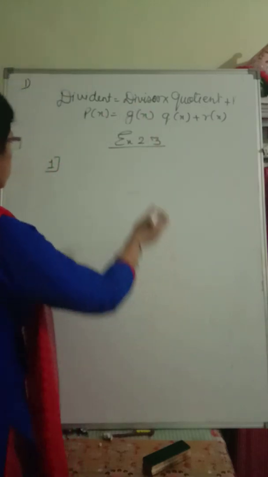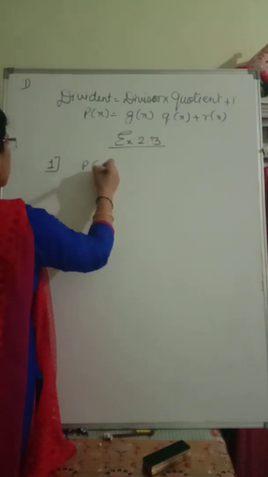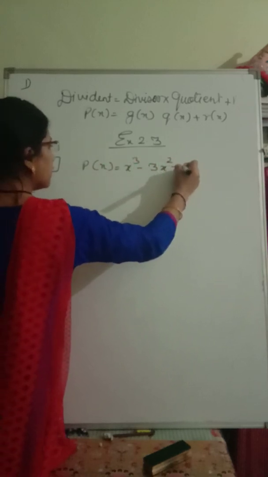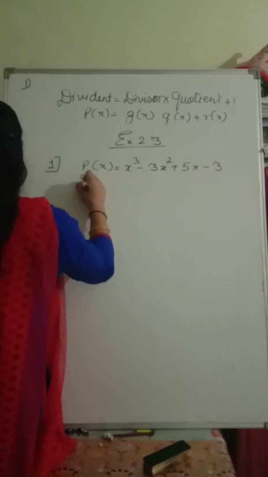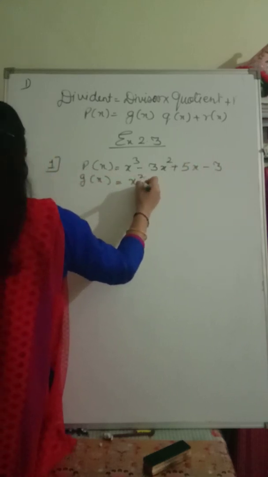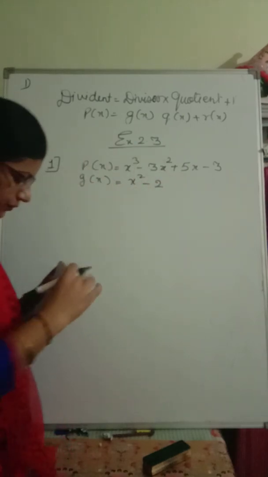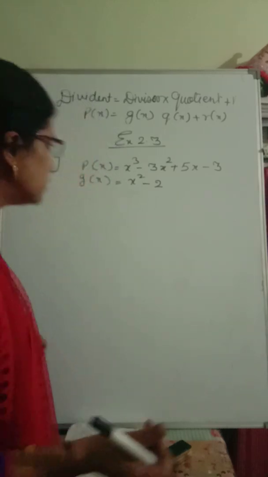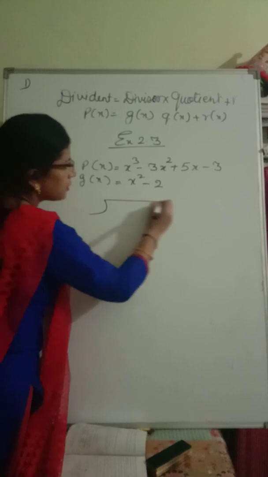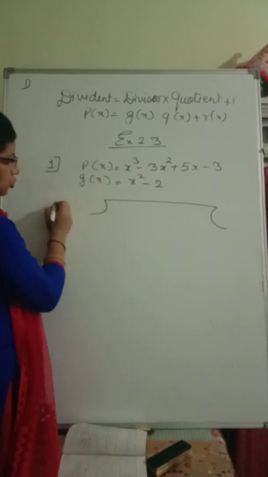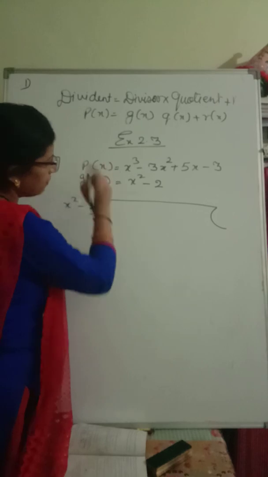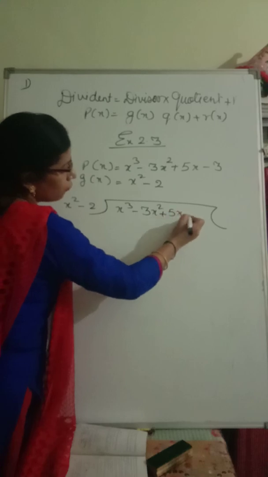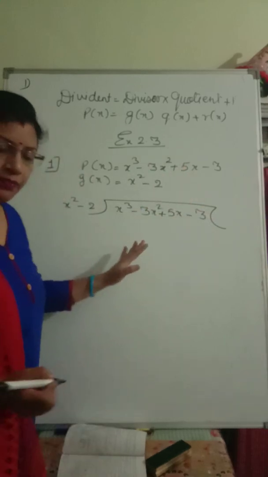So let us take our first part. p of x is equal to x cube minus 3x square plus 5x minus 3, and g of x is equal to x square minus 2. Now you want the quotient and remainder in this. Let us divide. g(x) should be here, x square minus 2, and p(x) should be here, x cube minus 3x square plus 5x minus 3. Clear how to write?